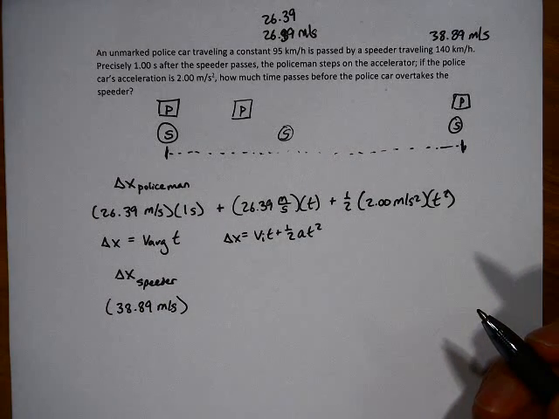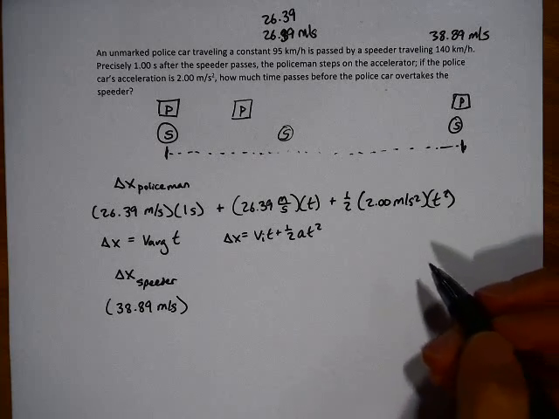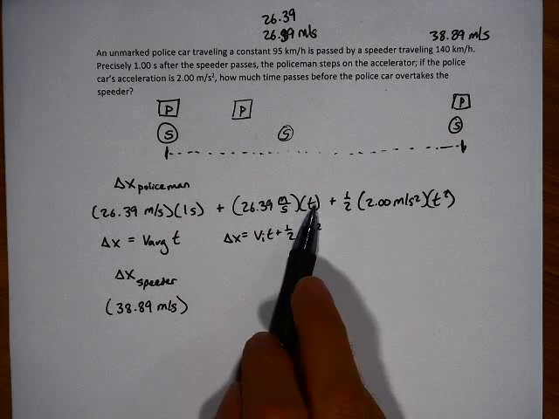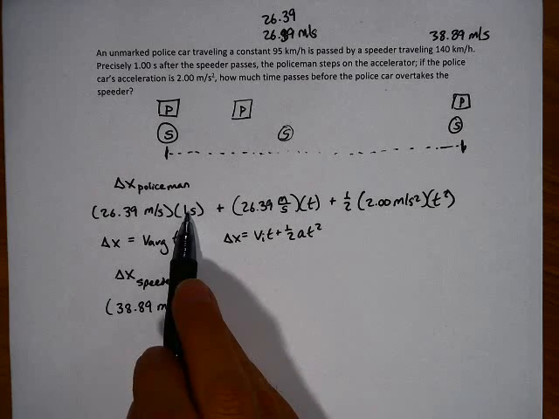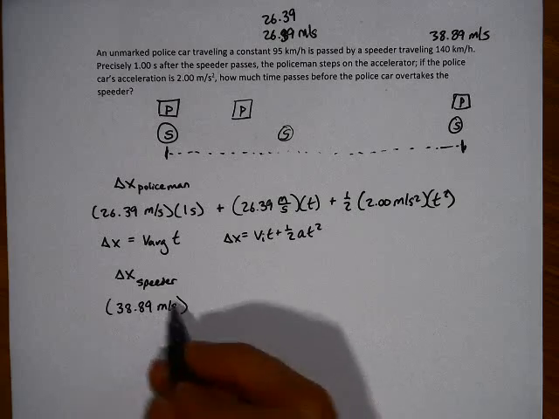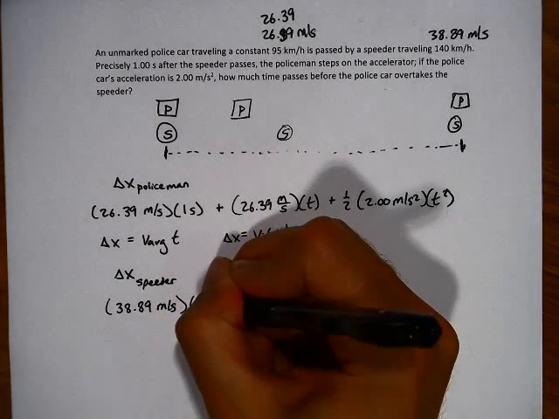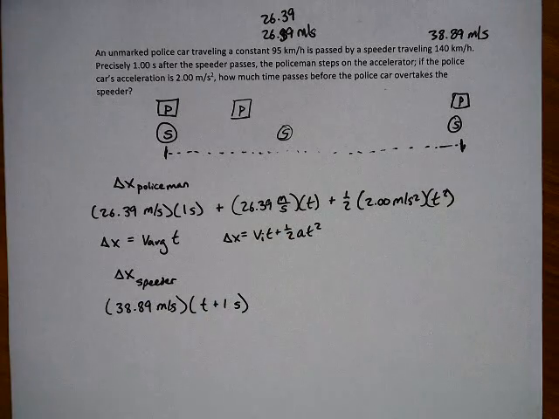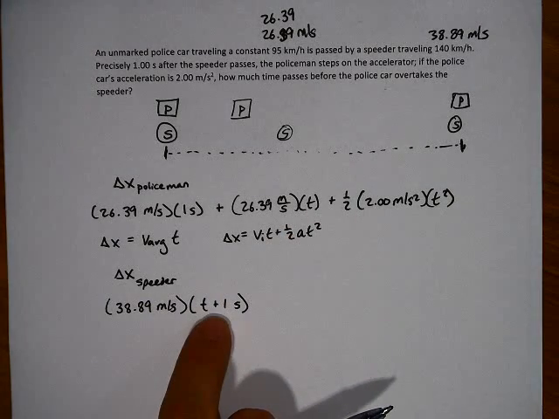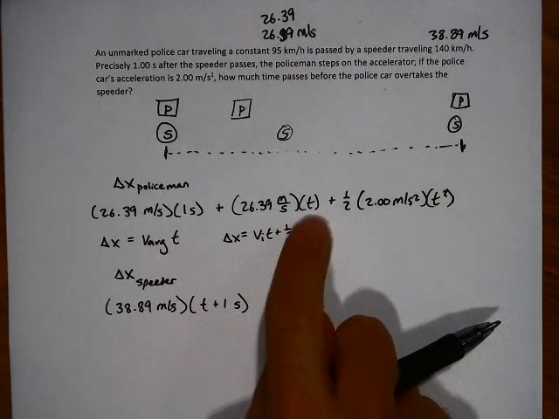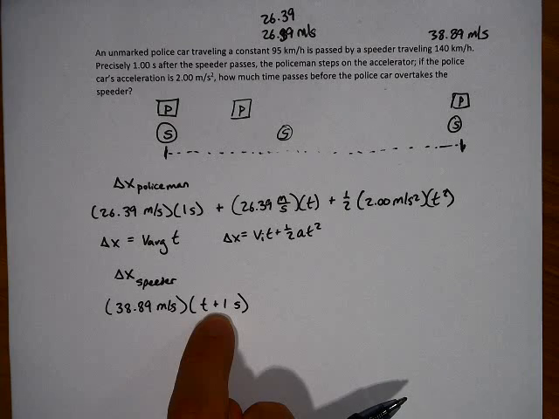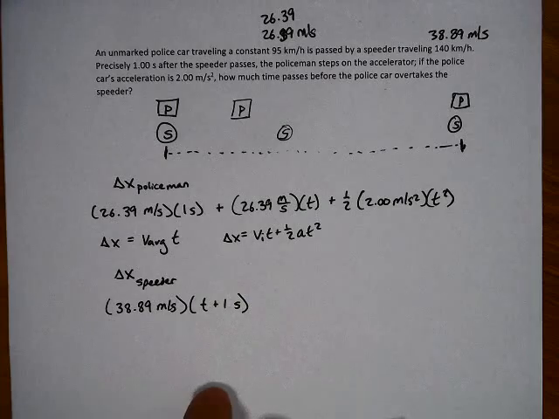Now this point is very important. So the policeman went t seconds after a 1 second delay. The speeder was going this for the entire time, so that's a total of t plus 1 seconds. It's important to realize that this is one more than this. If this is 5 seconds, then this has to be 6 to be the total time. Now we set these two things equal to one another.